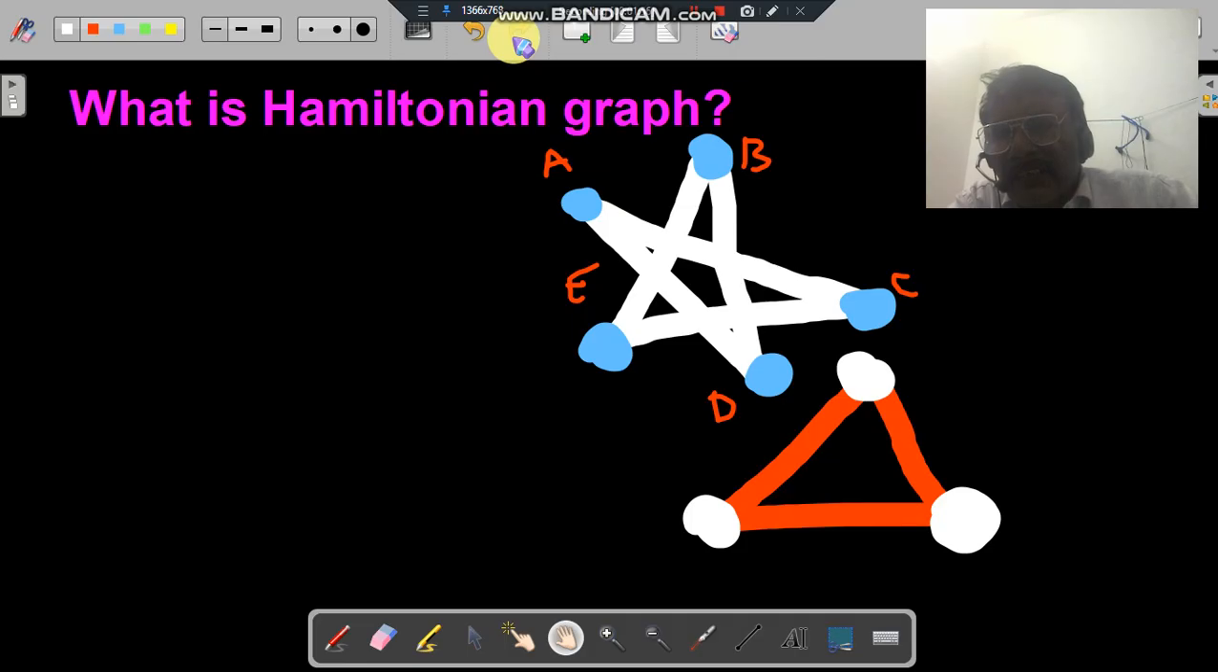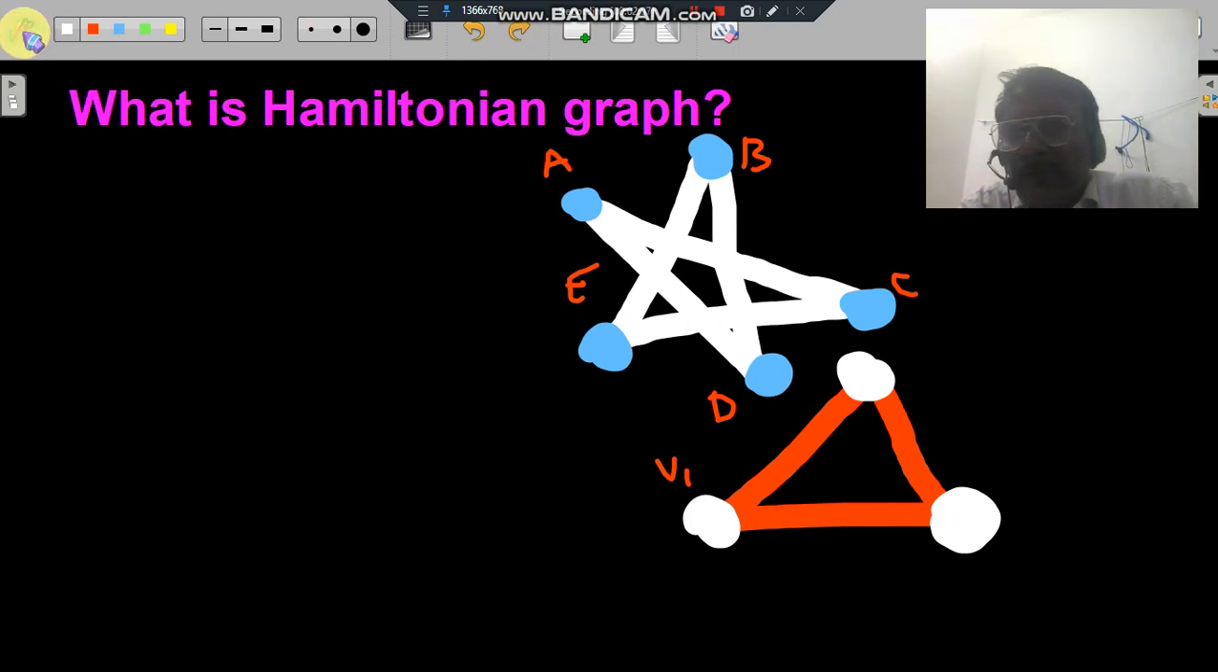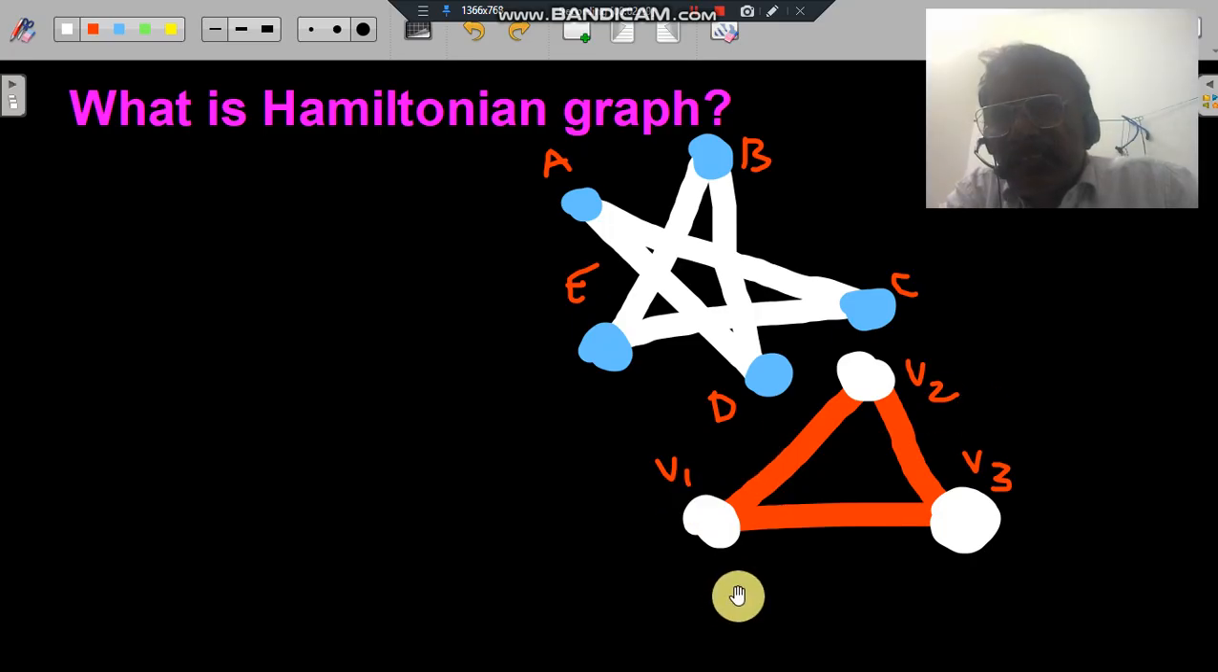Now let us take the second picture. I call the vertices V1, V2 and V3. So this is also a graph because it consists of 3 vertices and 3 edges. Okay, now what is a speciality in these two pictures?